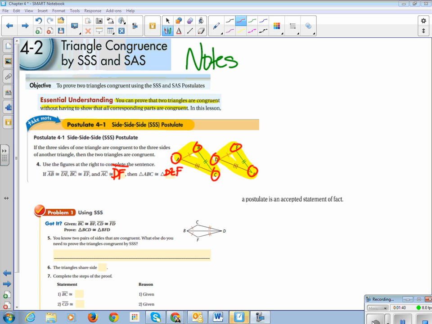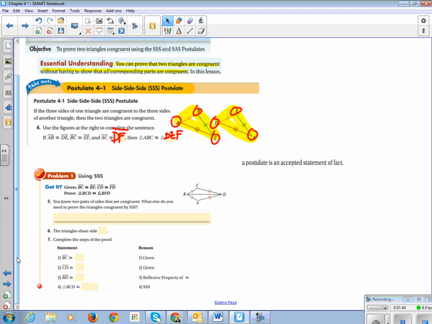All right, let's see how this applies to us in our real life. We are given that BC is congruent to BF, CD is congruent to FD, and we want to prove triangle BCD is congruent to triangle BFD. You know two pairs of sides that are congruent. What else do you need to prove the triangles are congruent by side, side, side?